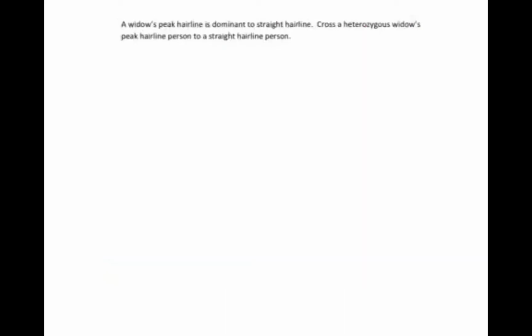Okay, moving on. The next question says, a widow's peak hairline is dominant to straight hair. Cross a heterozygous widow's peak person with a straight hairline person. So again, we can see that widow's peak is dominant, and this time we're crossing a heterozygous with a straight-haired person. Our heterozygous widow's peak hairline person is going to have at least one dominant allele, so I'm going to use H's because they're easy to see the difference. So one big, one little, and our straight hairline person has to be homozygous recessive.